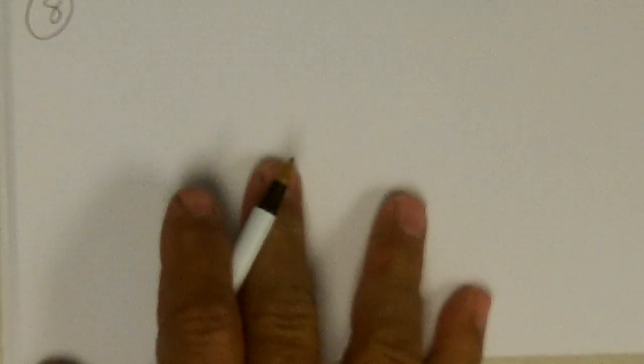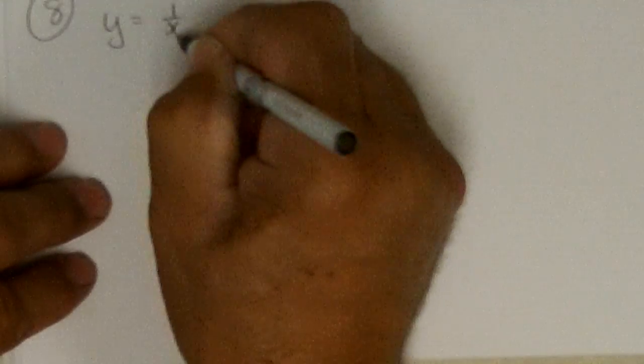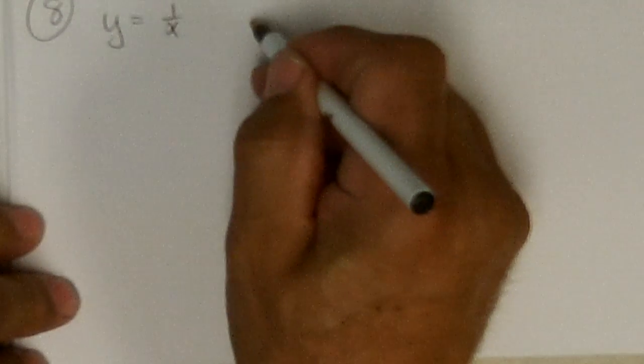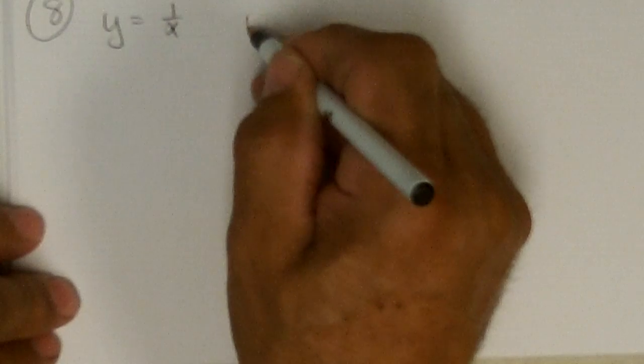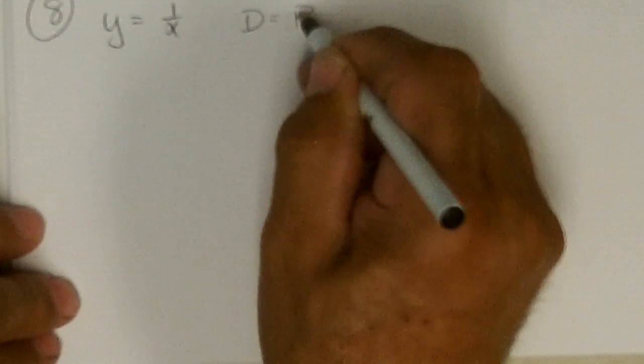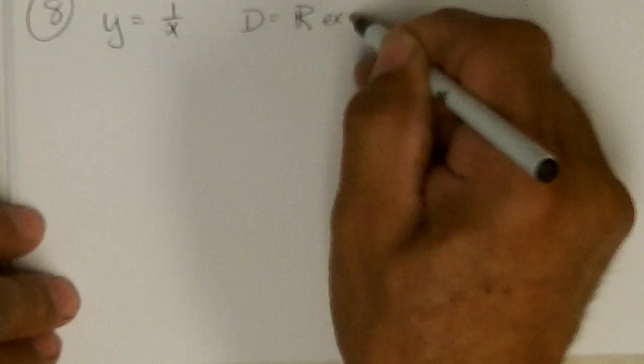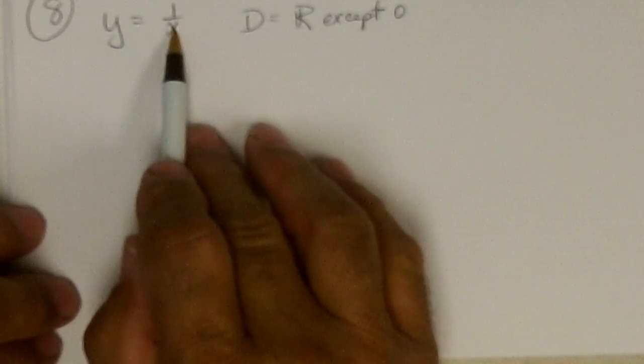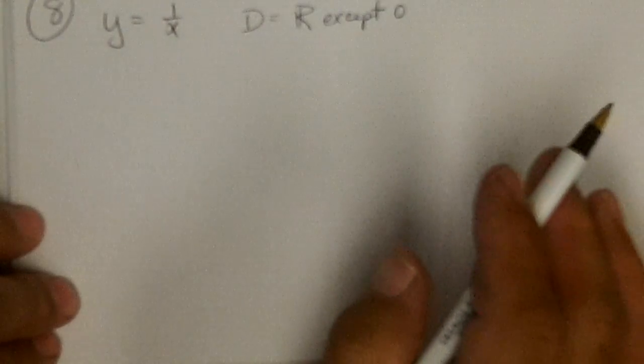The next one is 8, I believe. Let's take a look at my notes here. Yes, 8 says true or false. The domain and range of the reciprocal function are the set of all real numbers. The reciprocal function. Well, the domain is not all real numbers because you cannot use 0 for x. The domain is all reals except 0.